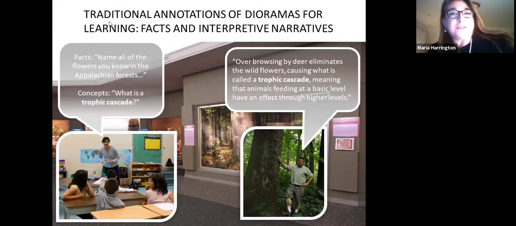So let's look at traditional annotation methods of the dioramas of the past. They were annotated with facts, with signage and booklets, as well as interpretive narratives, usually in a face-to-face or person-to-person tour led by a docent or a curator, someone who could take the facts and put them into an organizational structure of concepts and then communicate it in a narrative. And so these were the attributes that we were looking to build upon, best practices of the past, and transfer that into the design of the augmented reality app.